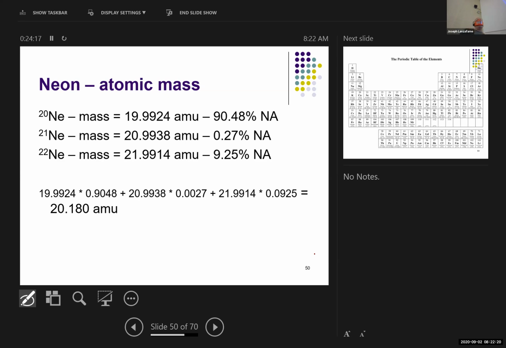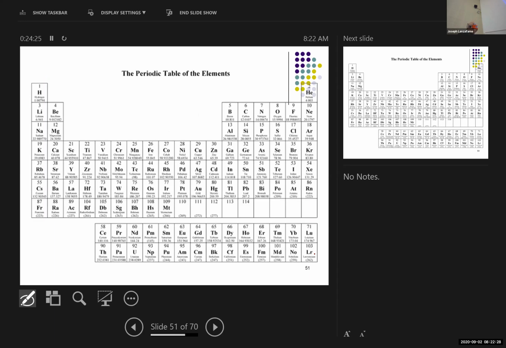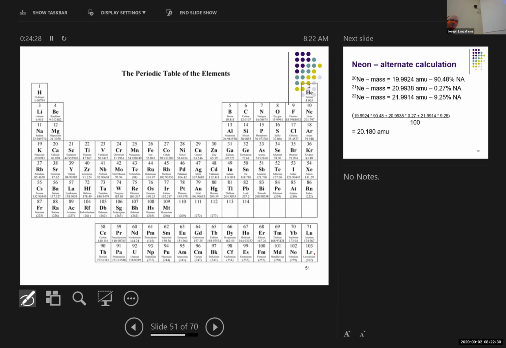But if you average hundreds or thousands or however many atoms you think you need to get a statistically significant sample, you get an average mass of 20.18. This periodic table, I don't know if you can see that, has one more sig fig, 1797, which of course rounds to 20.180.